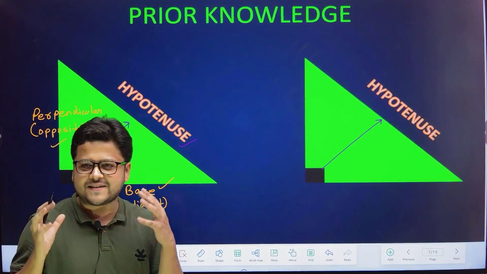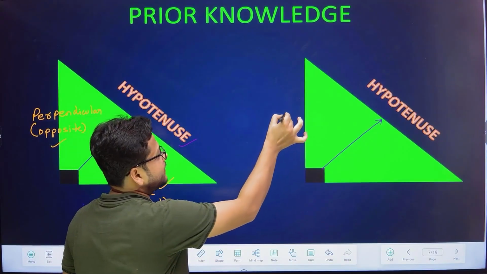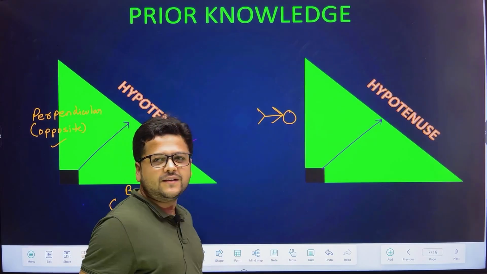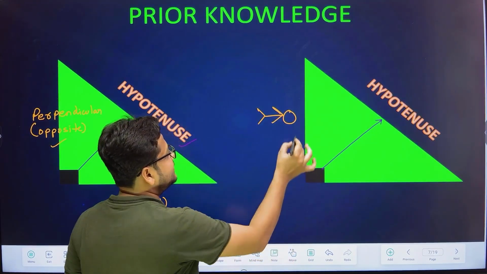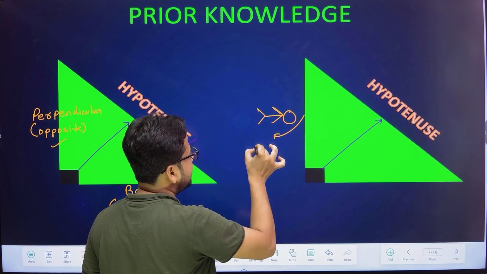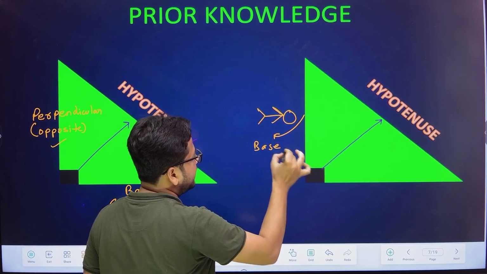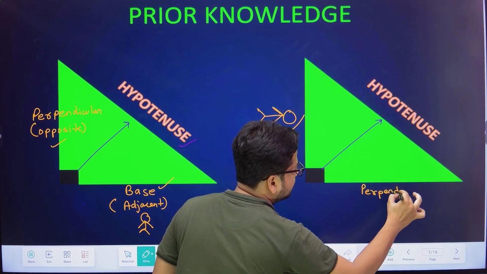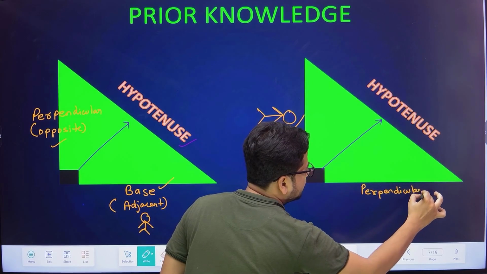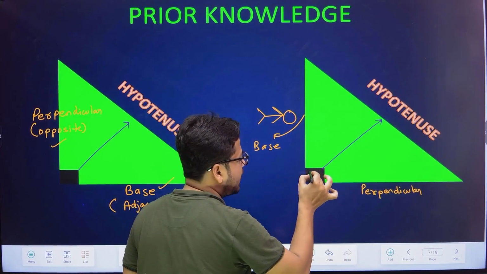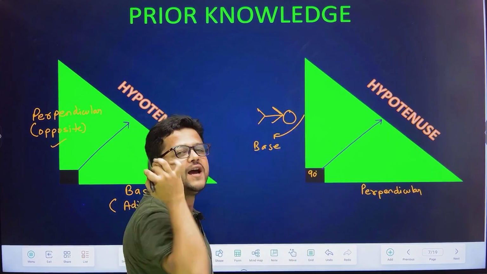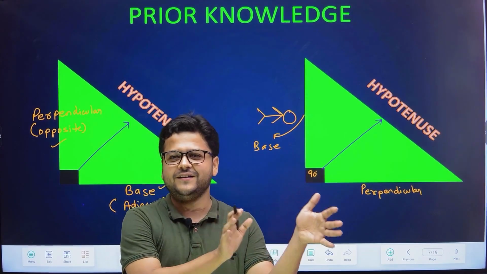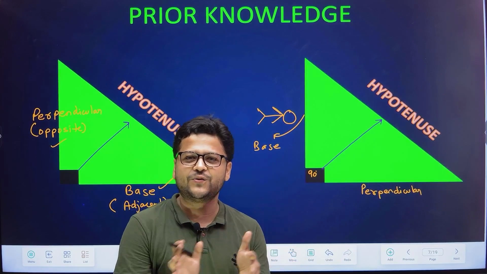But if I said to you, stand here like this and tell me which is base. So, now you can say that, sir, this is base and this is perpendicular. And you know very well, side opposite to 90-degree angle is always hypotenuse. So, this is according to you in grade 9.